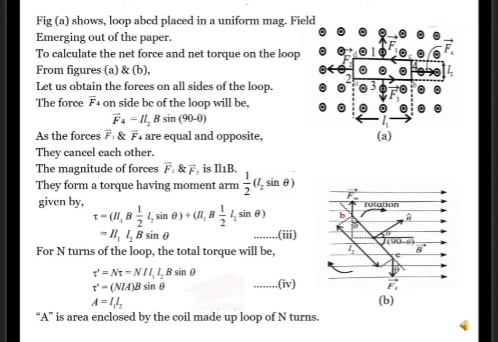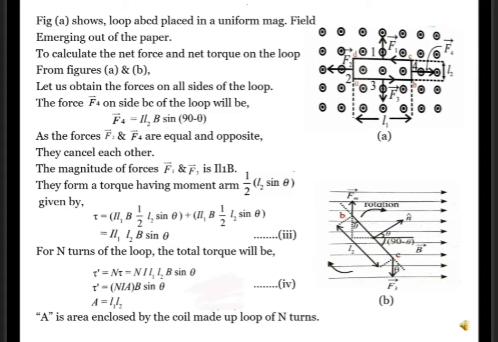L2 sine theta plus I L1 B half L2 sine theta. So here the addition of these two torques is I L1 L2 B sine theta. So the net torque acting on this loop is I L1 L2 B sine theta.